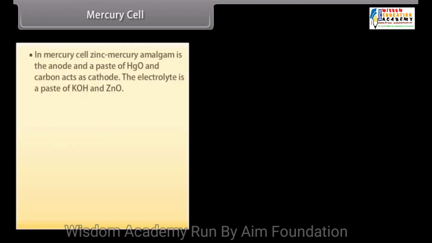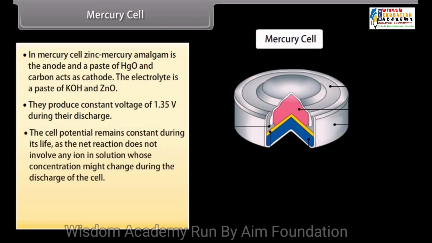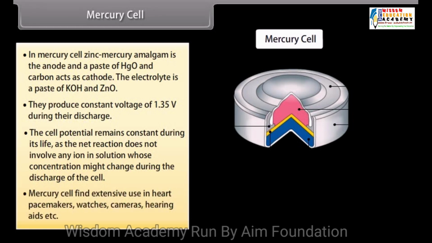Mercury cell. In the mercury cell, zinc-mercury amalgam is the anode and a paste of HgO and carbon acts as cathode. The electrolyte is a paste of KOH and ZnO. They produce a constant voltage of 1.35 volt during their discharge. The cell potential remains constant during its life, as the net reaction does not involve any ion in solution, whose concentration might change during the discharge of the cell. Mercury cell finds extensive use in heart pacemakers, watches, cameras, hearing aids, etc.